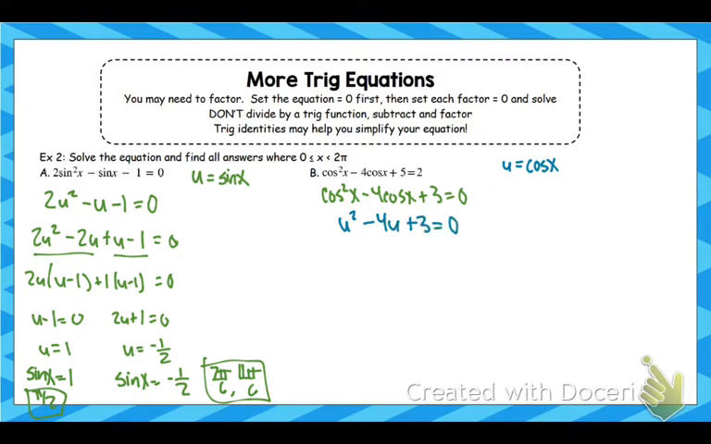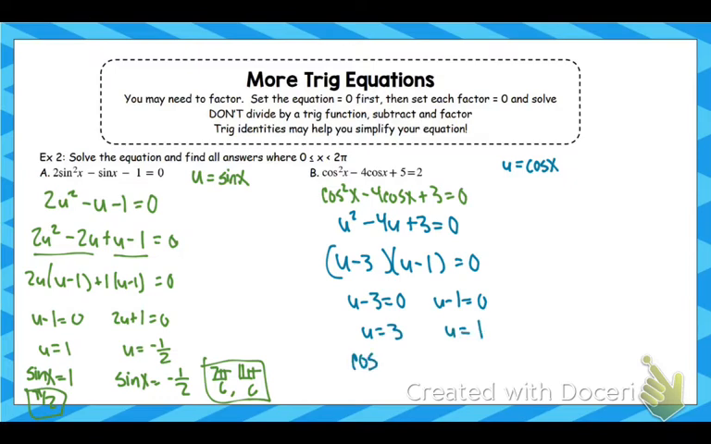Okay, this one's going to be easy to factor because there is no value out in front. So if there's no a value, I'm just looking for what multiplies to 3 and adds to -4. Well, that would be -3 and -1. So set each factor equal to 0. And remember, we're not solving for u, we're solving for cosine x. Okay, so we're looking for an x coordinate since we're talking about cosine.